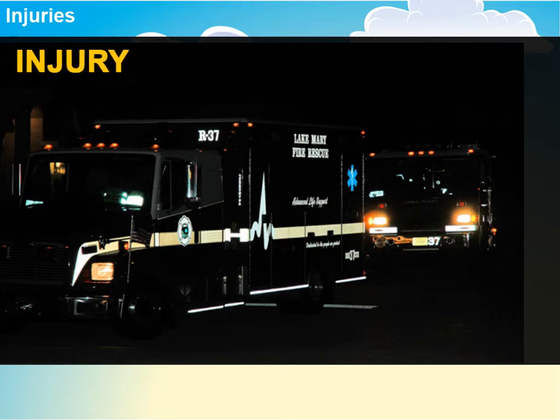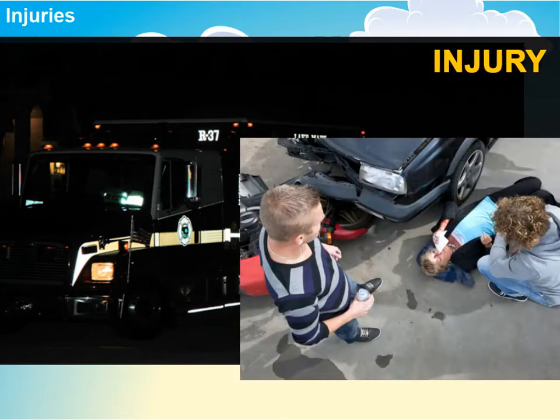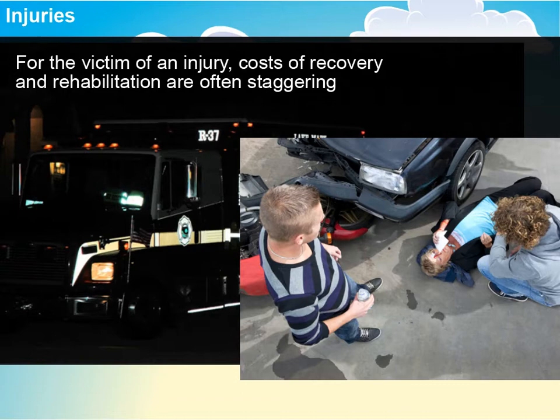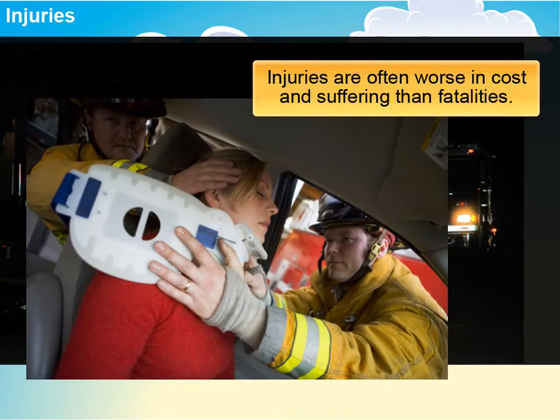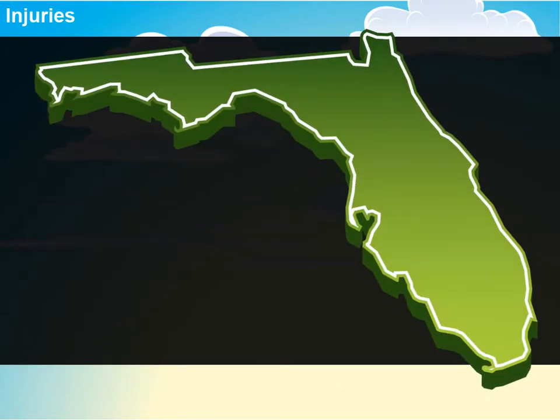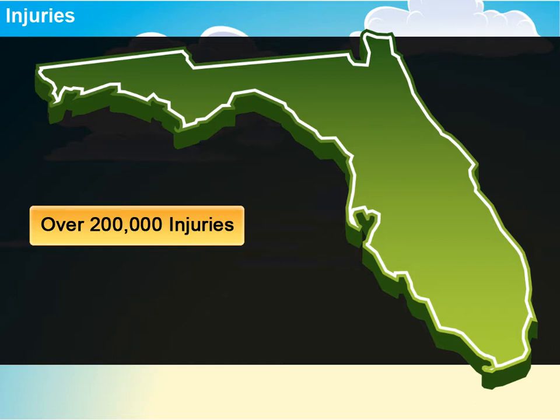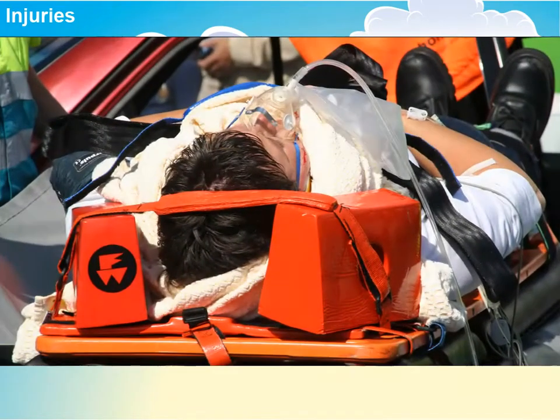The next classification of crashes is injury. For the victim of a serious injury, costs of recovery and rehabilitation are often staggering. In fact, injuries are often worse in cost and suffering than fatalities. In 2010, Florida had almost 200,000 individuals injured in vehicle crashes. That's about equal to the population of Tallahassee. Injuries and death associated with traffic-related crashes is one of our society's largest problems.